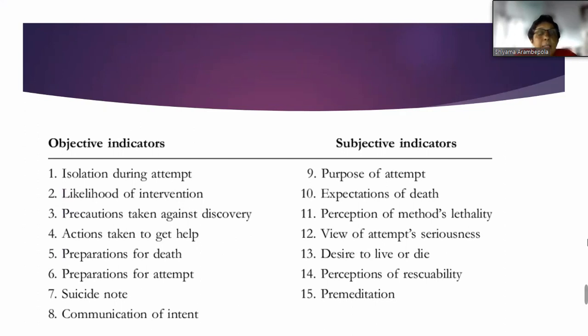Yes. So these are some of the factors that you need to look for. One thing is what we have discussed. There are objective indicators and subjective indicators. Objective indicators are isolation, likelihood of intervention, precautions taken against discovery, action to get help, preparation for death, preparation for attempt, suicidal note, communication of the intent and purpose of the attempt, expectation of death, perception of method of lethality, view of attempt seriousness, desire to live or die, then perception of curability and premeditation, right? So these are things we need to look for.